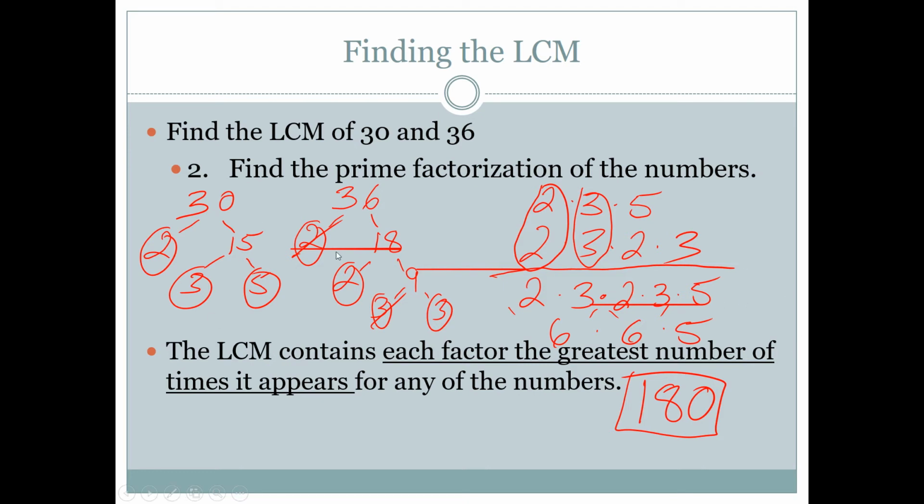Again, you make your factor trees, which you've done plenty of times. I lined up my matches, 2 and 2, 3 and 3. Those are the only matches I had. Because I have a match of 2, I copy that down once. I have a match of 3, I copy that down once.